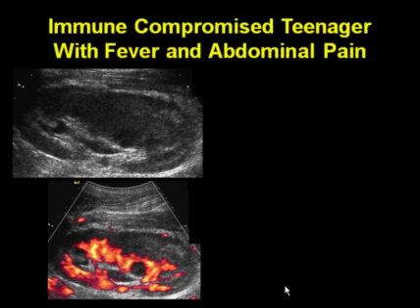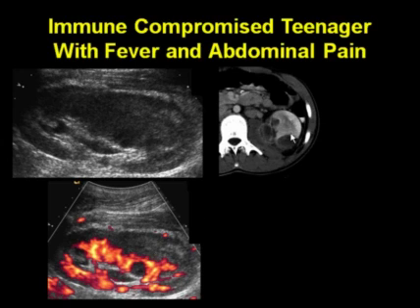Here's a patient who had an immune deficiency, who presented with fever and abdominal pain. Interestingly, he did not come in complaining of flank pain. Here are a couple of images of that patient's left kidney. We see the kidney, and then there is a subcapsular fluid collection that is heterogeneous in echogenicity, a little bit of hyperemia with power Doppler. You can see that the kidney is compressed by this collection.